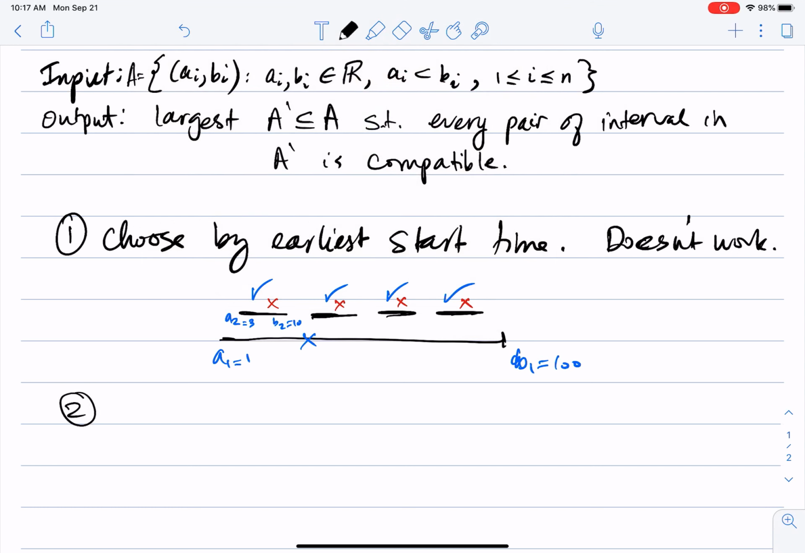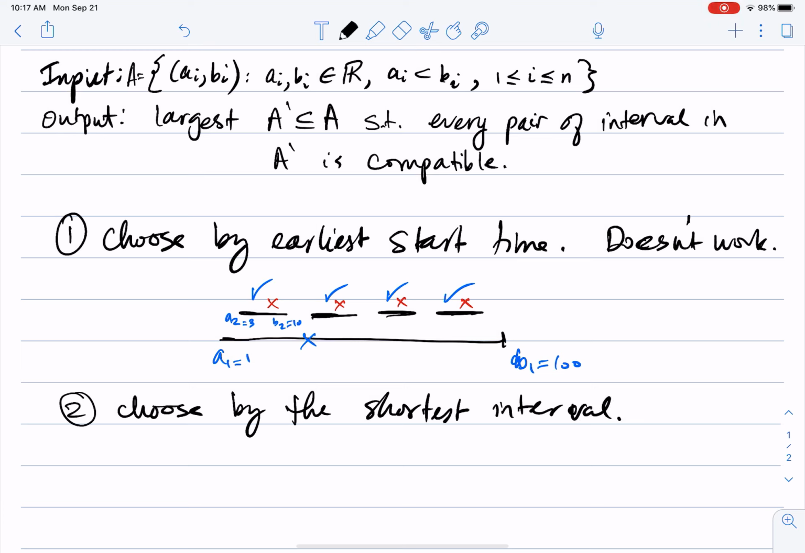Another one we said doesn't work is to choose based on the shortest interval. What does this mean? It means sort not based on the start time, but based on the length of every interval. The length of an interval is b_i minus a_i. So this doesn't work either.